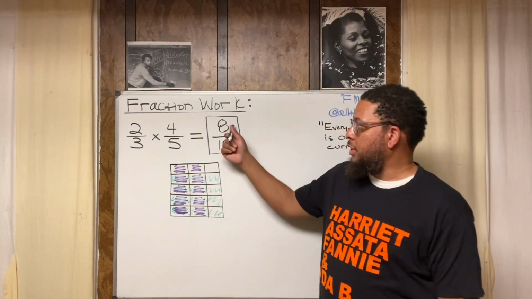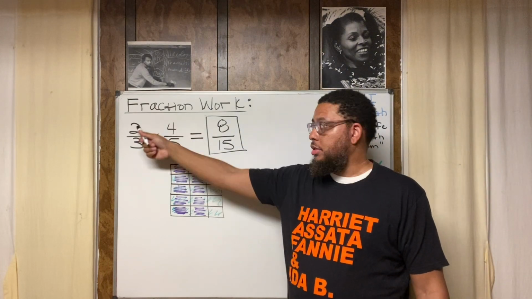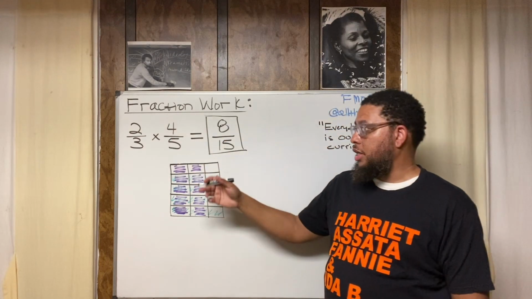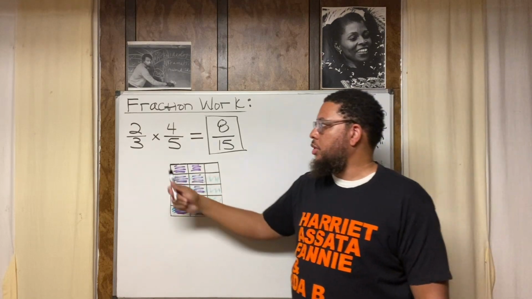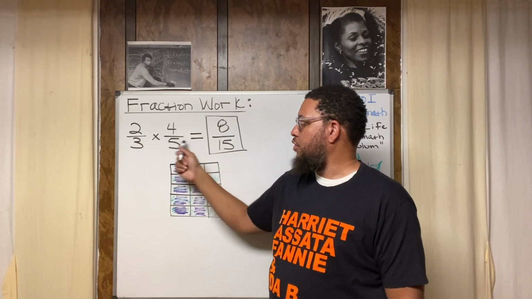All right? So the answer, or the product, because the product is the result when you multiply two factors, this is a factor and this is a factor, is 8/15. And we also see it, even if we didn't draw this schematic or this diagram right here, you still would have known from multiplying horizontally. 2 times 4 is 8. 3 times 5 is 15.